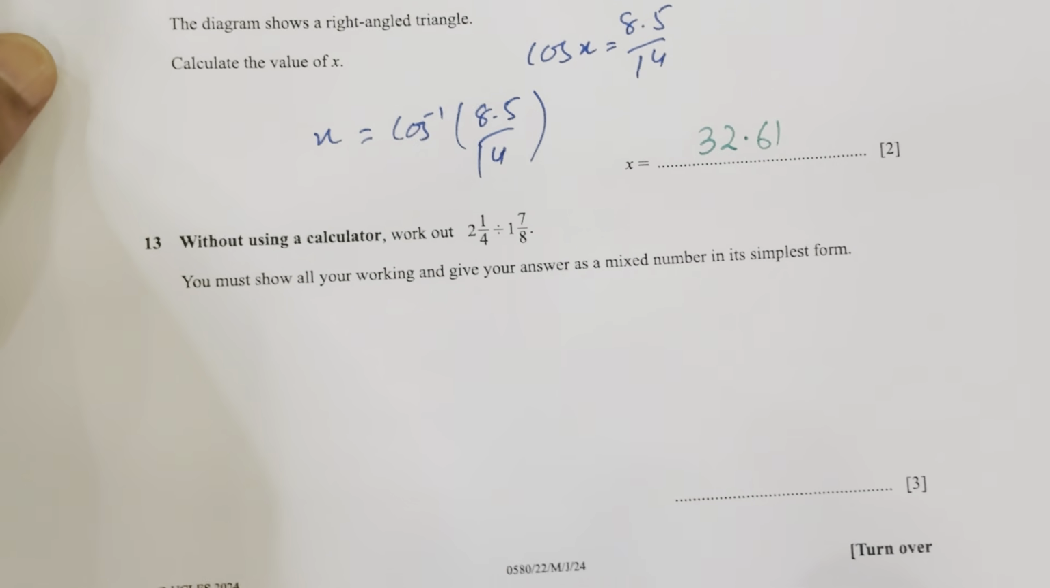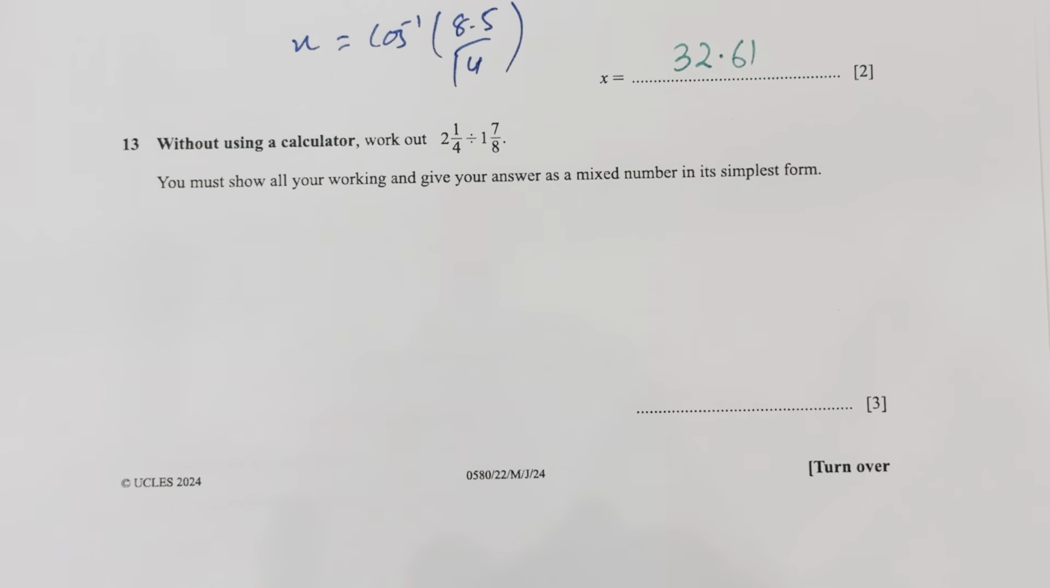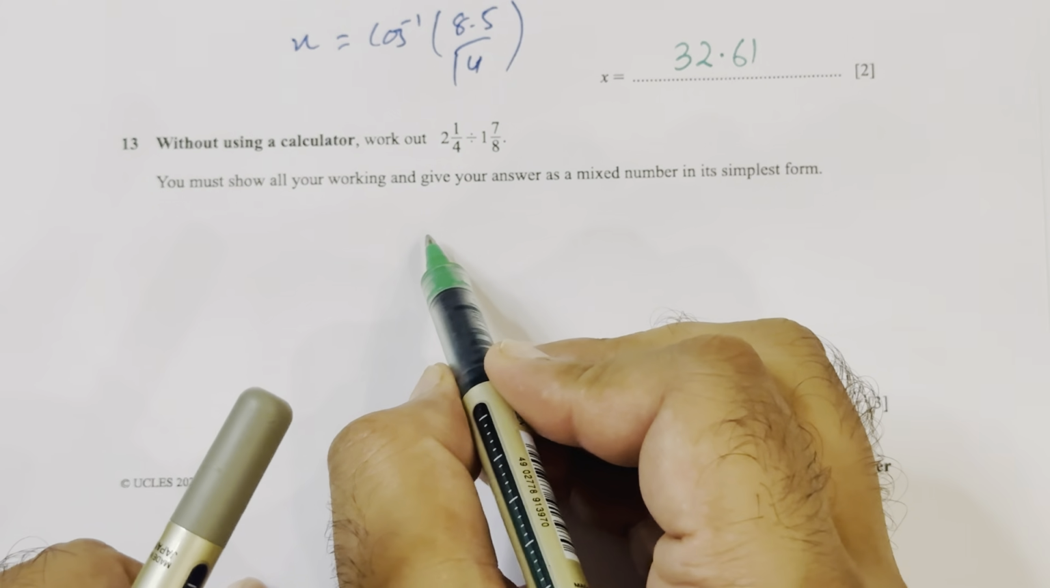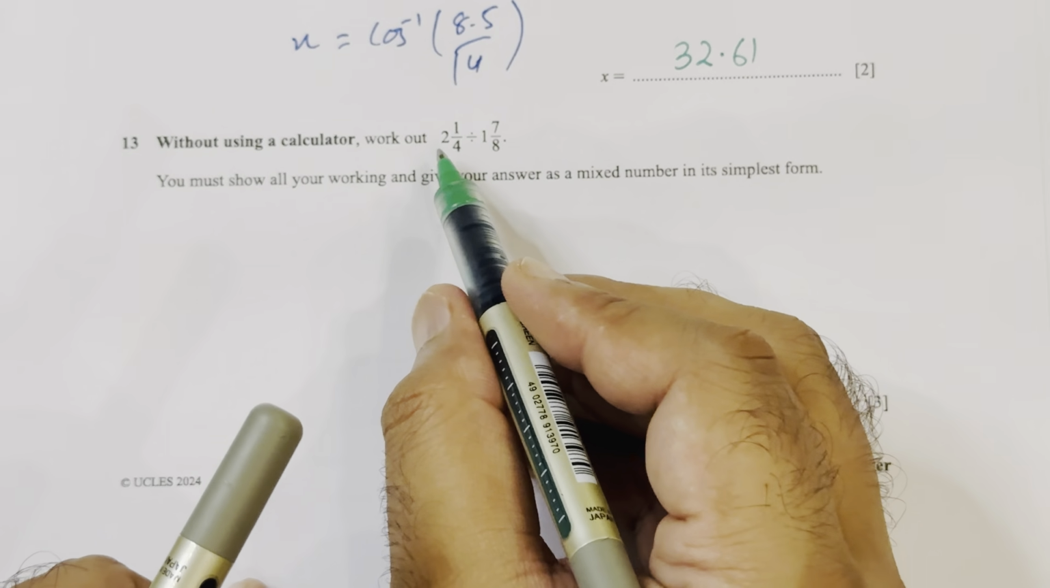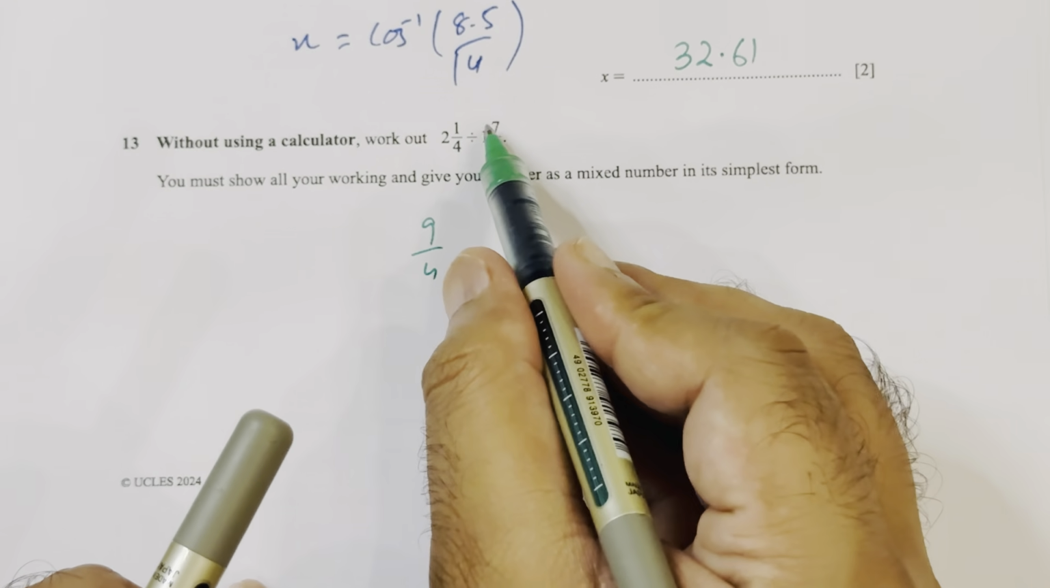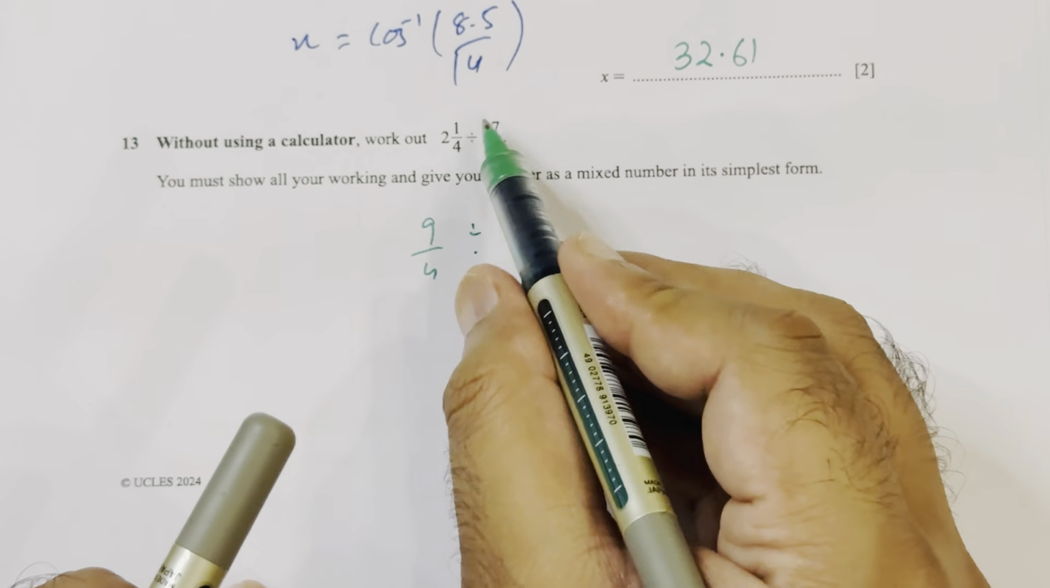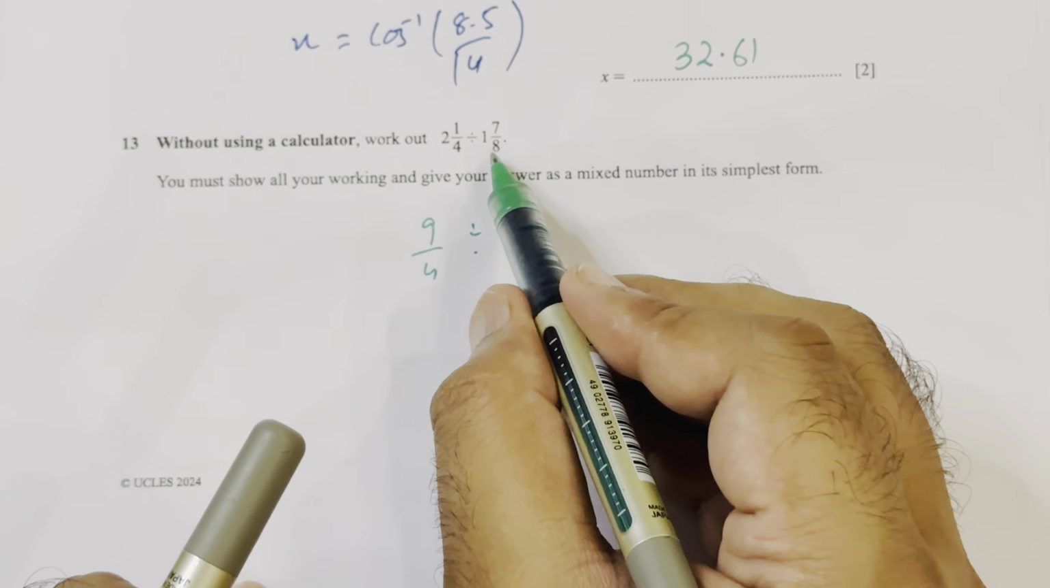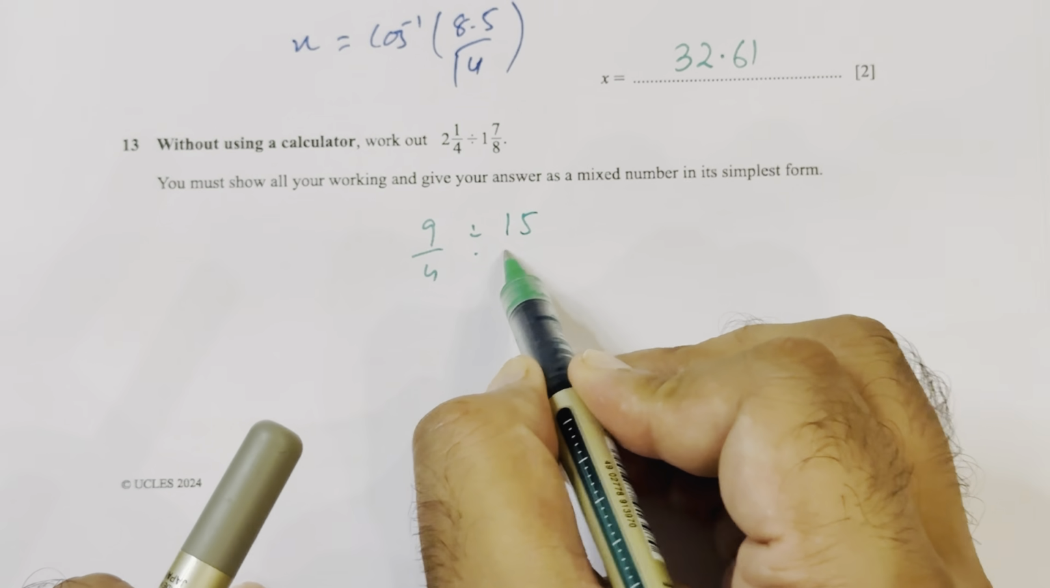Moving to question number 13. Question number 13, without using a calculator, solve this. 2 whole 1 by 4 means 2 fours are 8, 8 plus 1 is 9 by 4, divided by 1 whole 7 by 8. 1 eight is 8, 8 plus 7 is 15 by 8.